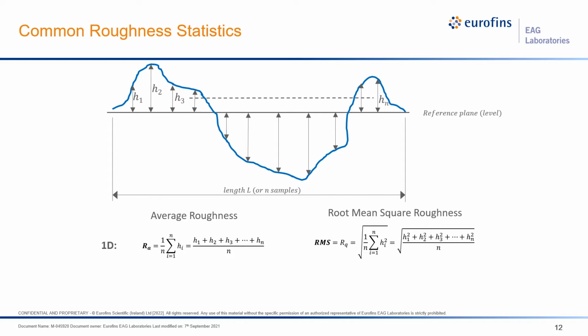You may come across parameters denoted as R or S. R and S parameters are still used somewhat interchangeably in the metrology community, but technically R parameters refer to one dimension, so for example from a line profile, and S parameters refer to two dimensions, or from the full image. Another common parameter not explicitly shown here is Rmax or SZ. This is simply the difference between the tallest peak and the lowest valley.